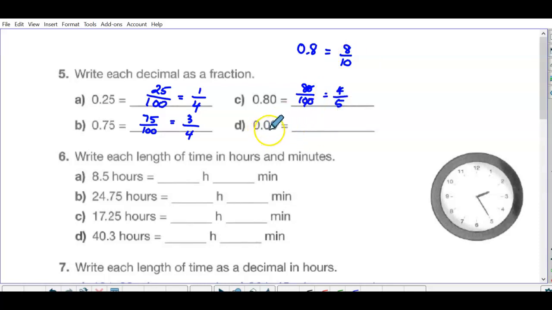And then 0.08, notice how it's the same digits but switched around. This does matter. So you don't usually show that 0. You just show the 8, right? 0.08 is just 8, and it is over 100. Then 4 goes into that twice, and 4 goes into the denominator 25 times.